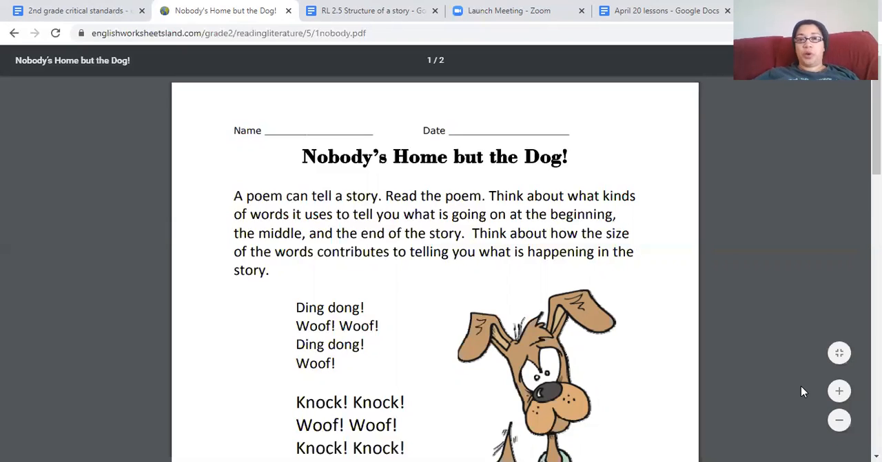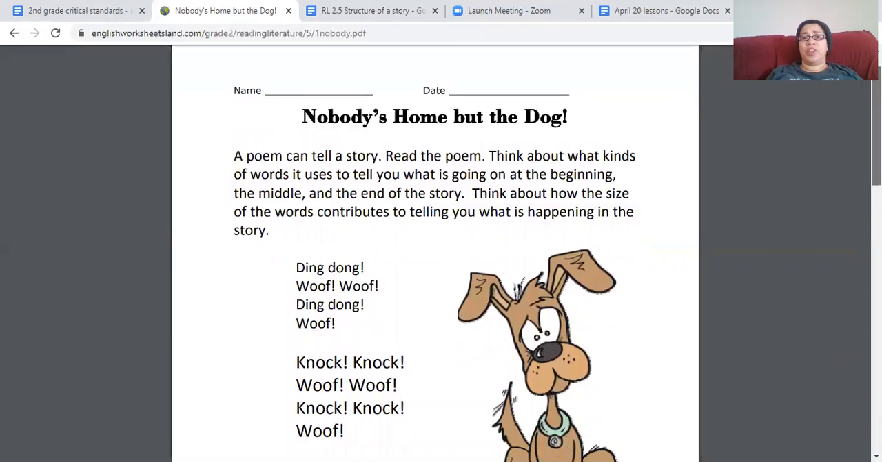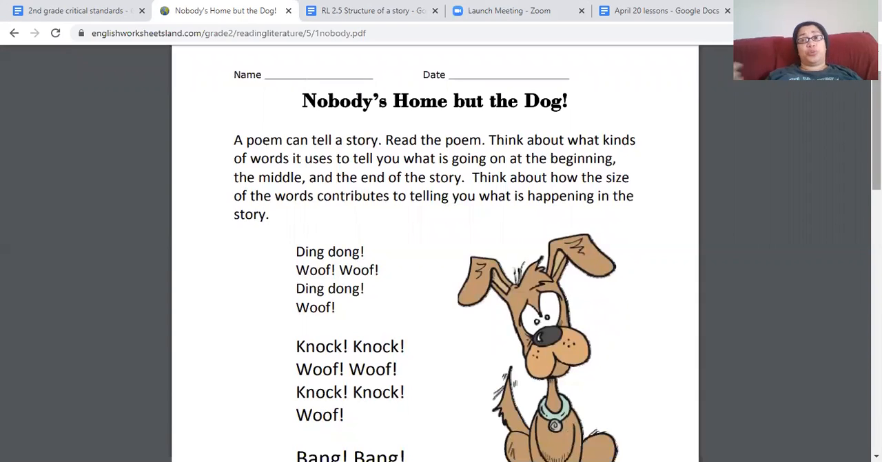So what we're going to do is read the poem. Then we're going to think about the different words that it uses in the beginning of the story, the middle of the story, and even at the end of the story. And then we're going to think about how the size of these words actually contributes to telling us what's happening in the story. Okay? So let's begin reading the story. And then there's some questions at the end that you guys are going to need to answer. So you should probably have a sheet of paper, okay?